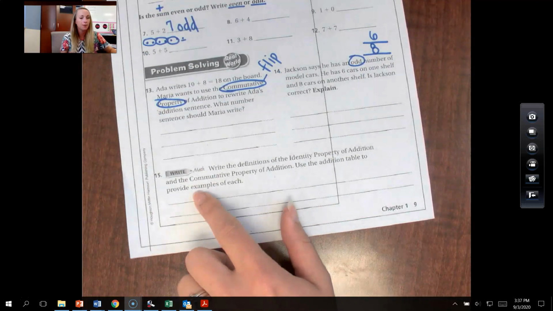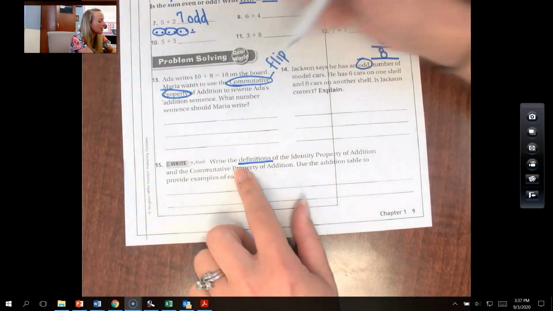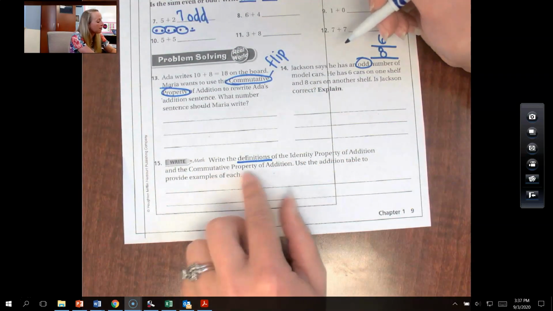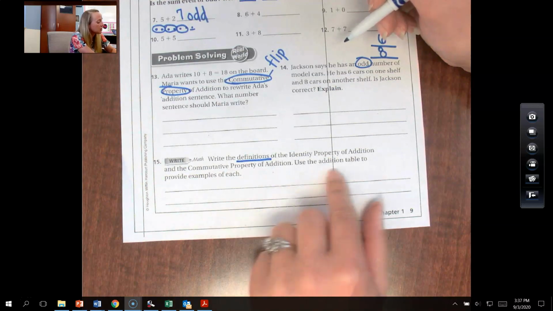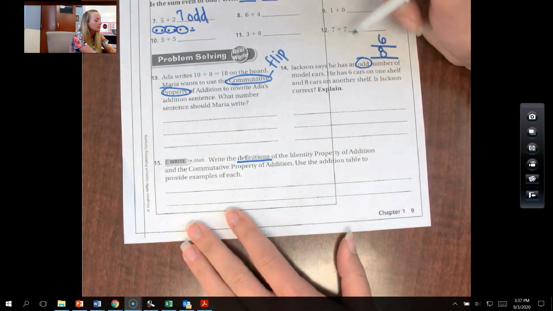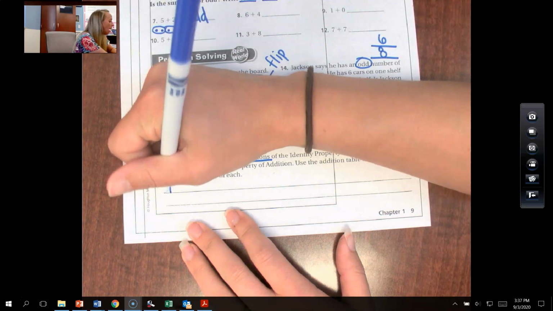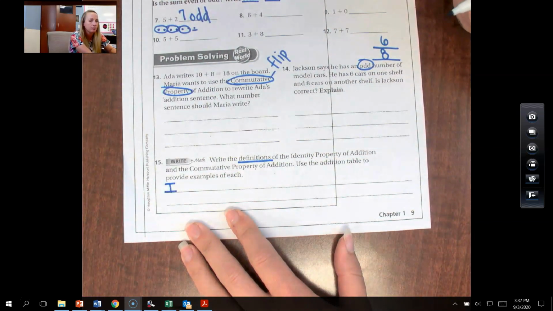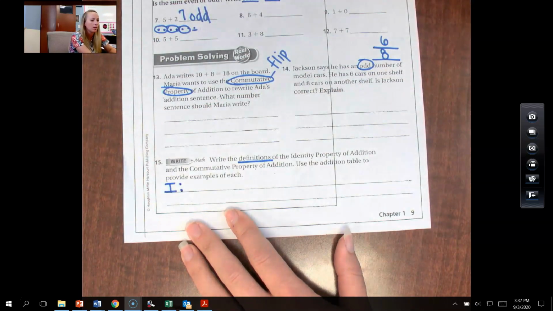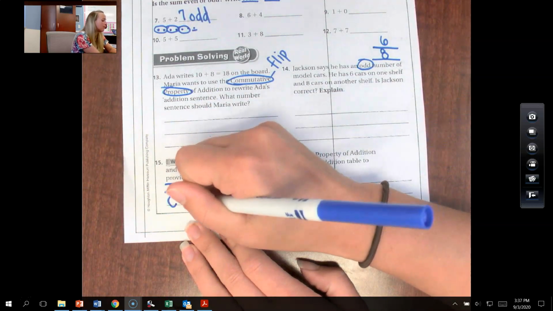Let's look at number 15. Write the definitions of the identity property of addition and the commutative property of addition. Use the addition table to provide examples of each. So, this is how I would like you to do this. On the first line, please write I for identity. Then write 2 dots to give a definition. On the next line, please write C for commutative.